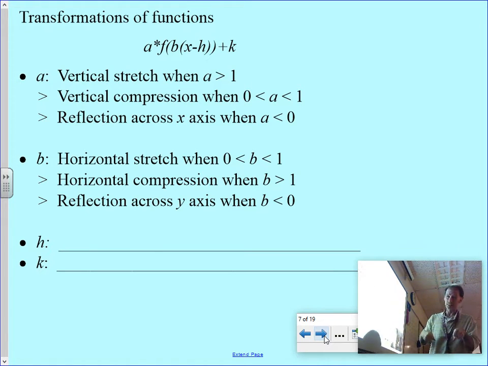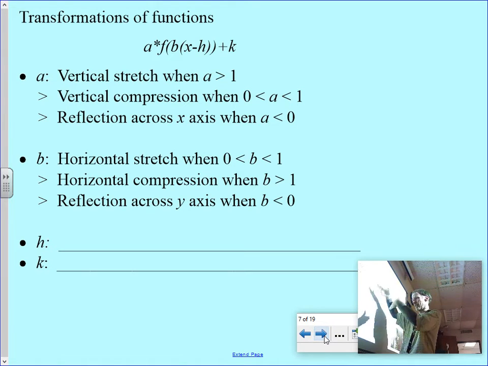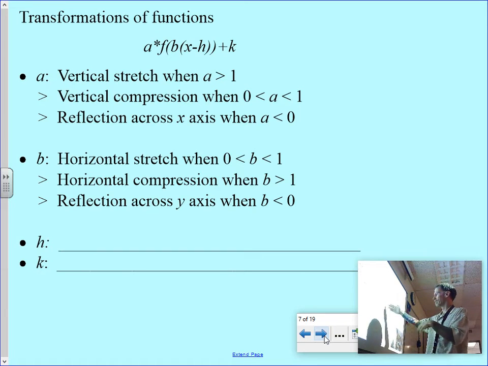What we can definitely do now is if b is negative. Same deal: if a was negative, it reflected across the x-axis, so it was upside down. If b is negative, it's going to reflect across the y-axis. So basically, it's going to be backwards. Okay? So those are your a and b values. Those are multiplying factors, either in front of the whole function or in front of just the x value.